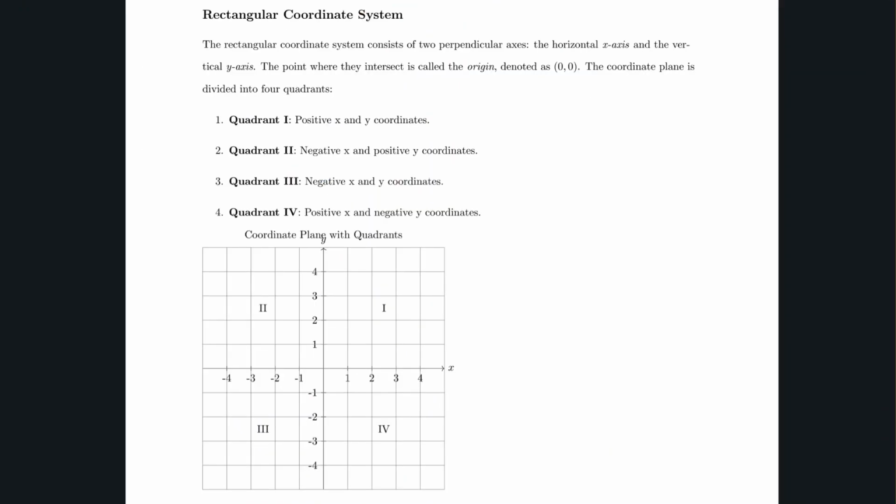So we've gone through an example of plotting x and y coordinates. You'll have examples of that in the practice textbook homework I assigned. So remember, plot the x coordinate first and then the y coordinate. The x is positive as you move to the right, negative as you move to the left. The y is positive as you move up and negative as you move down.